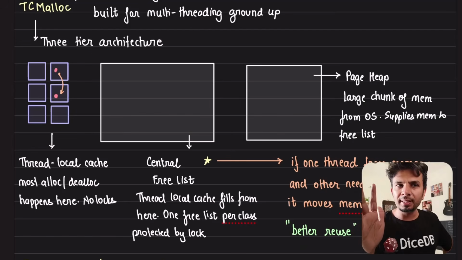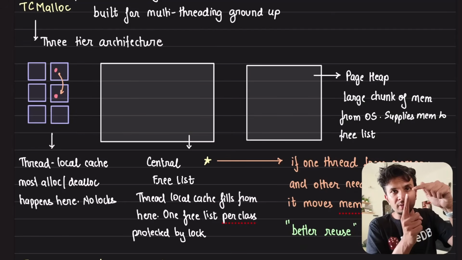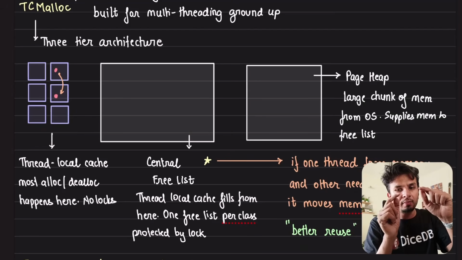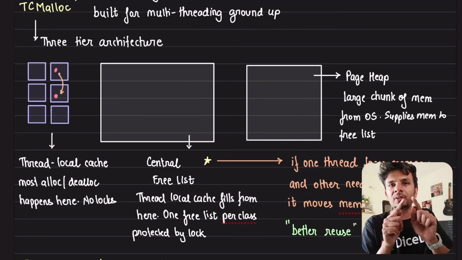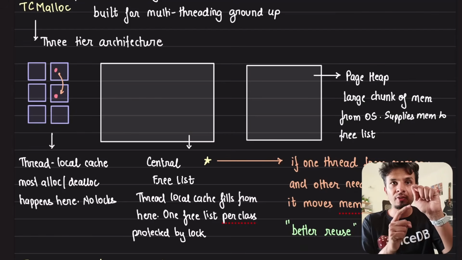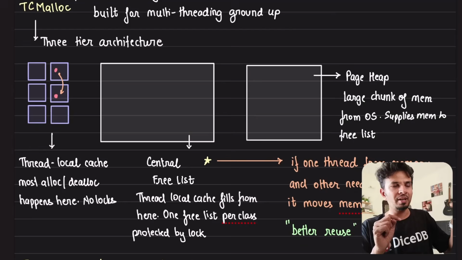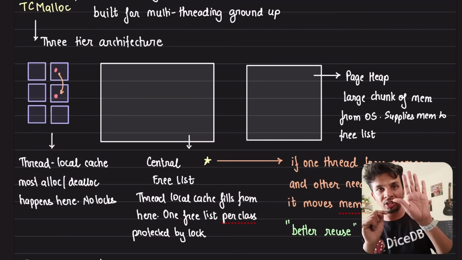You have multiple classes like this, and each free list is protected by a lock. So the contention is still on the free list, but the number of times multiple threads have to go to the free list is substantially lesser because you have a thread local cache at first. That's the benefit. So you have your thread local cache, you have a central free list.